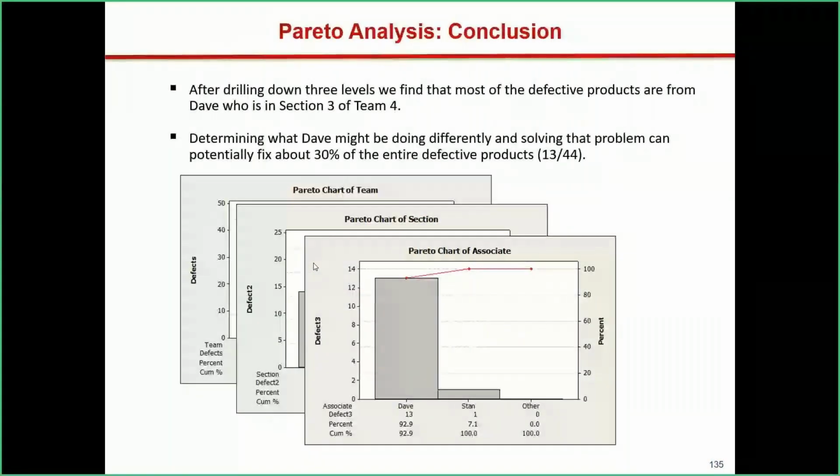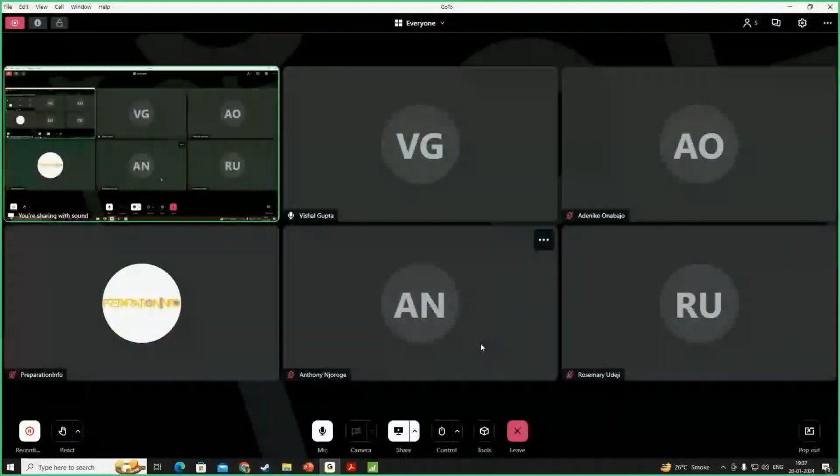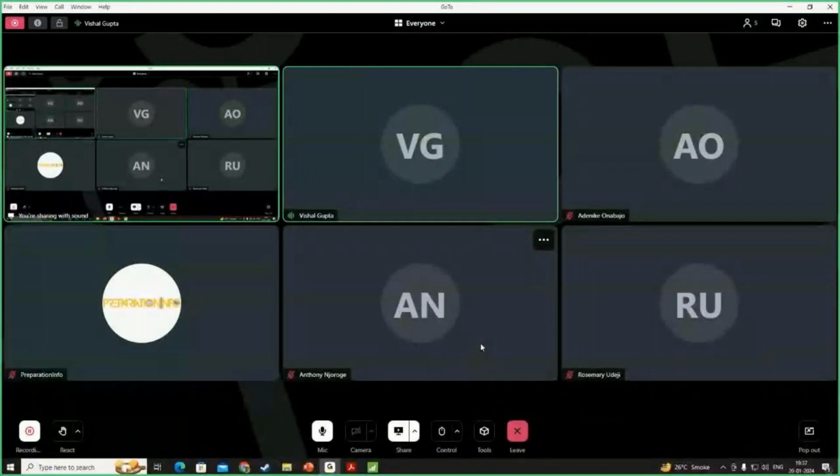Understood, guys? How Pareto is done and what is Pareto analysis? Any questions in this? Everyone has understood Pareto analysis? Everyone is good. Adeniki, Rosemary, and Anthony. Everyone is good.